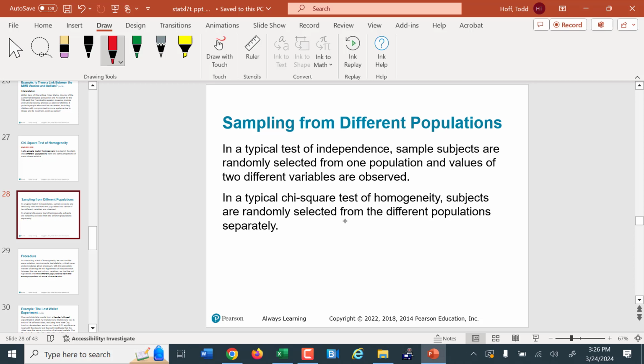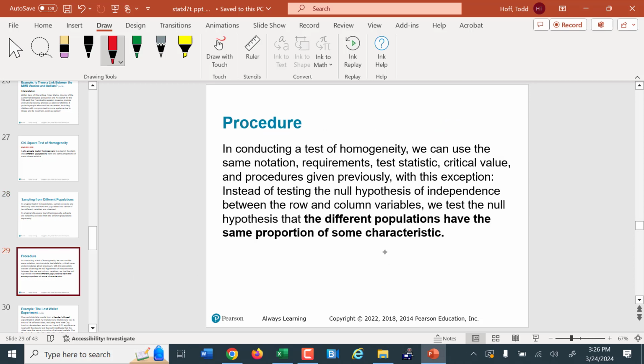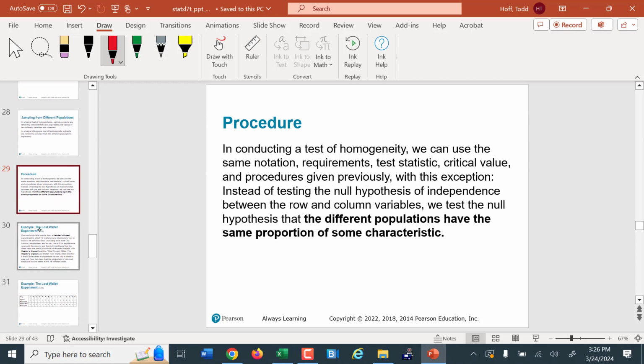So typically, the test is called a test for homogeneity. We're claiming that the null hypothesis is going to be that the proportions from each population are the same. The alternative is going to be that at least one of them is different. And the test is going to look exactly like the test for independence. The only difference again is we're going to sample independently from each of those populations, and we're looking to see if they have the same proportion of each characteristic in each of those populations.